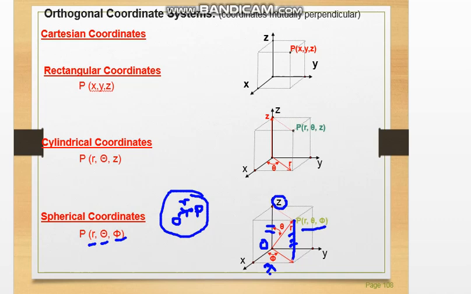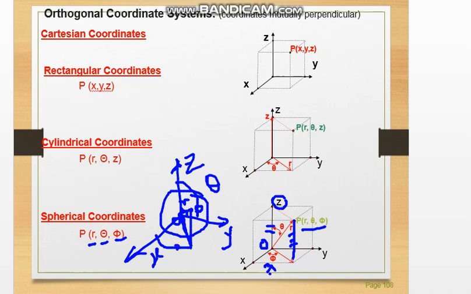Then it's a coordinate system with x, y, and z. The theta angle is the angle between the r and z, as you can see, and phi will be, if it is a projection of a line, this line and this line created from the origin, this angle is phi. So that is the spherical coordinate system.